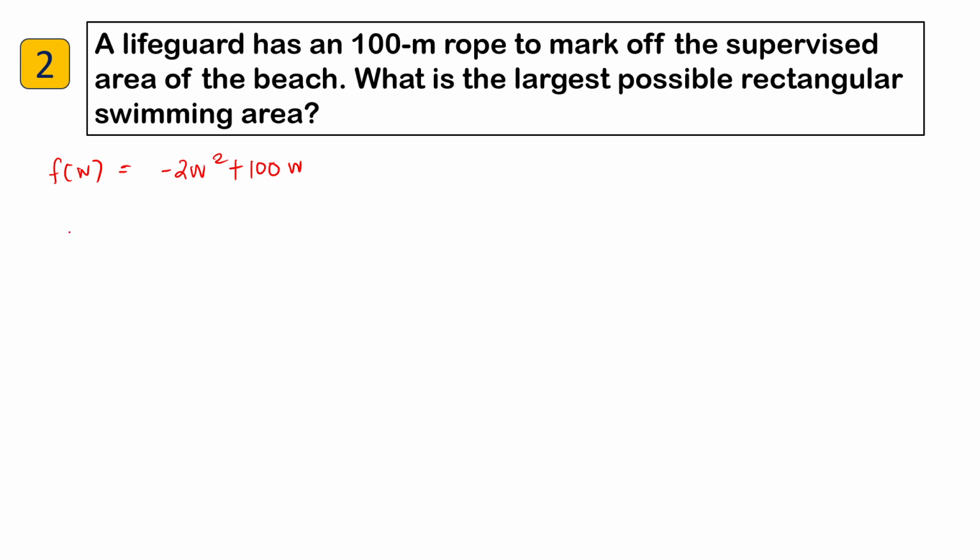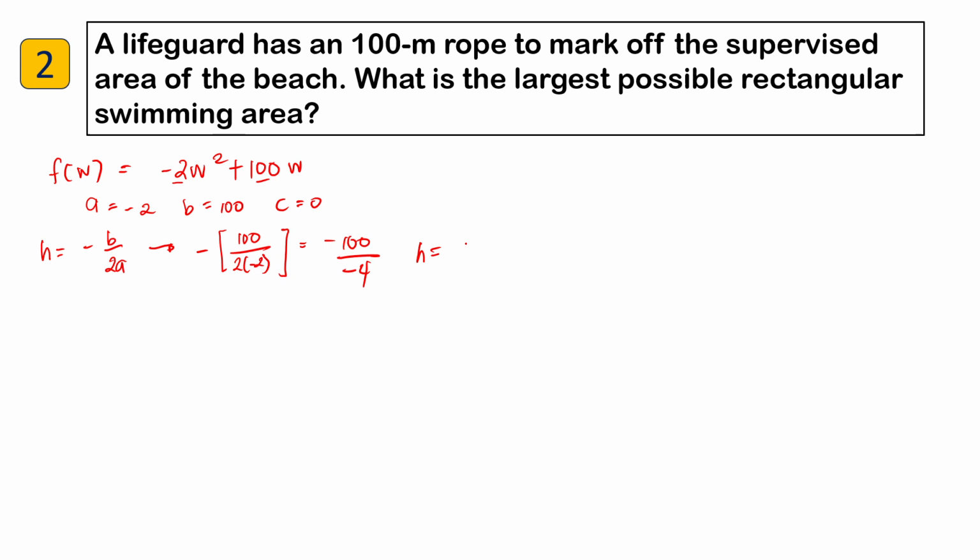And then, just like in the previous example, identify the ABC values. We have A is equal to -2, B is 100, and C is 0. And the formula in getting H is negative B over 2A. Remember that H is also the W in this function. So we have negative 100 over 2 times -2, that is negative 100 divided by -4, which gives us H is equal to positive 25. So the width is equal to 25, and the unit is in meters.